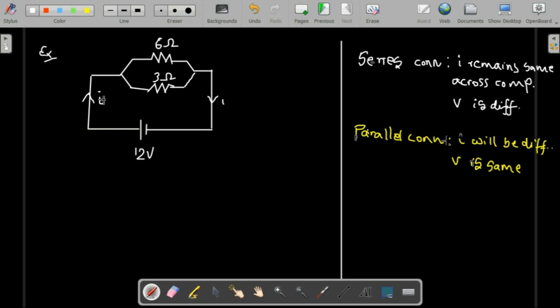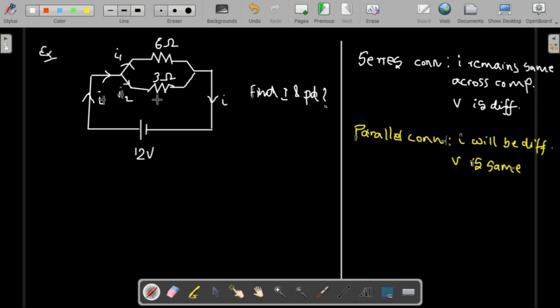Now, an easy way to understand whether the connection is in series or parallel, which you can check for any complicated circuit as well, is that if the current gets divided, this was I, this was I, and the current gets divided here into I1, I2. If different current flows across these components, then they are in parallel connection. You can see in parallel connection the I is different. So the question here is also the same: you have to find I and the potential difference across these components.